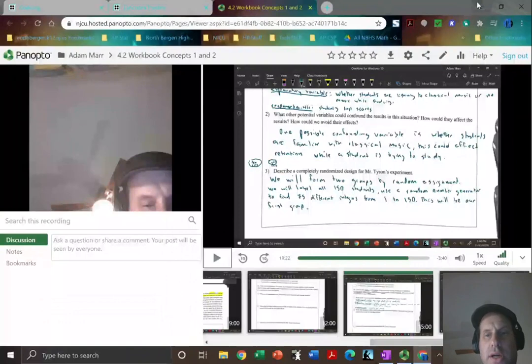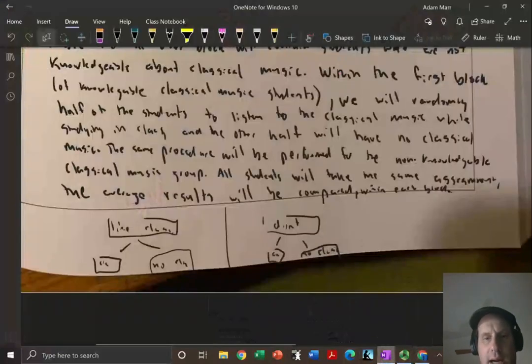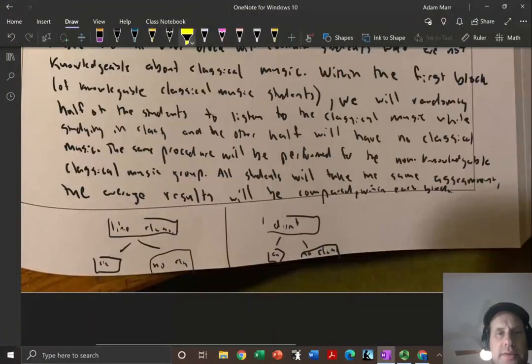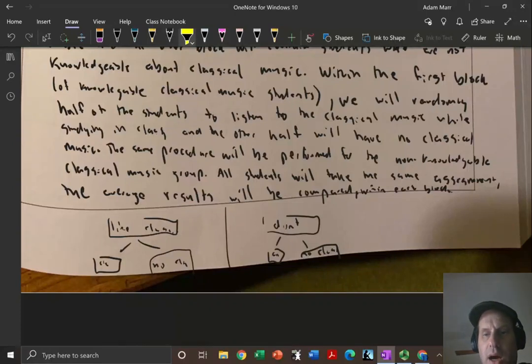So I just wanted to make sure everybody understood this last part, if I was not clear, sorry about that. All students will take the same assessment. The average results will be compared within each block. Okay, you want to compare between the block of the students who are familiar with classical music and the block where the students are not familiar with classical music. And you compare the results within each block because, again, that's the whole point of blocking. All right, so that was it right there.